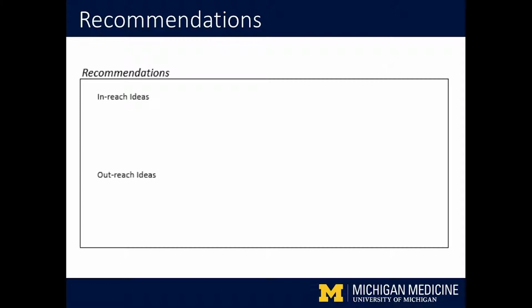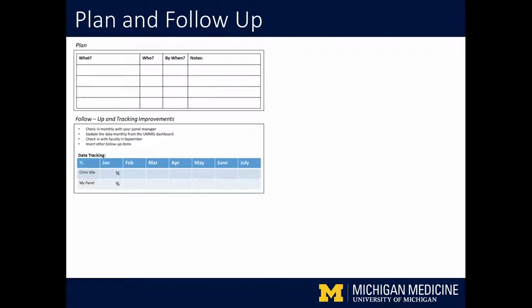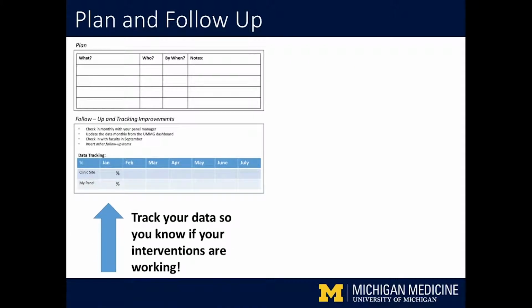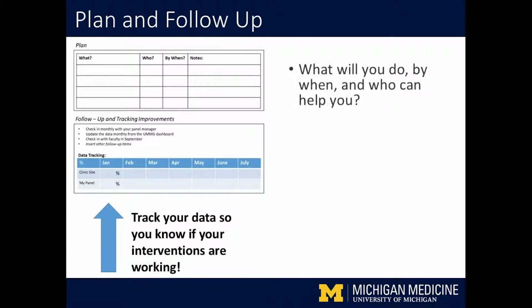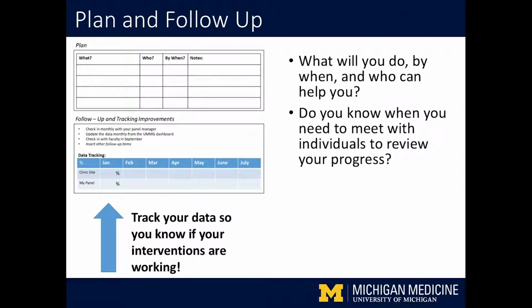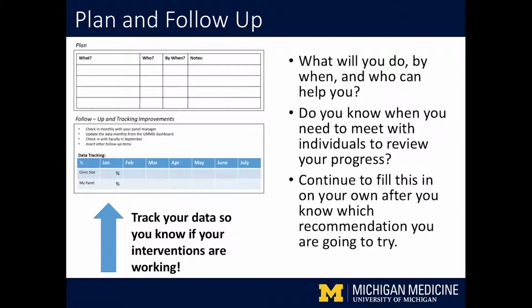At the end of this session, you can begin to brainstorm ideas of things you can try to make improvements for your panel of patients. Please utilize the panel manager or medical assistants at your site for support. You can meet with them separately as well to discuss specific patients and interventions. Lastly, you can utilize the remaining section of the A3 to plan your cycles of change and keep track of your improvements. In these sections, think about what you will do, by when, and who can help you. Continue to fill these sections in on your own after you know what things you are going to try.